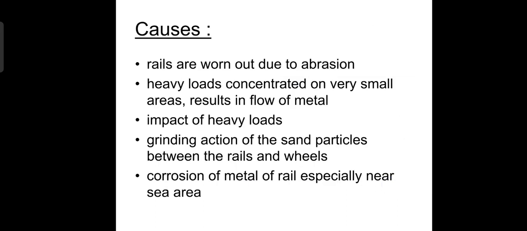Causes: rails are worn out due to the abrasion. Heavy load concentration on very small area results in flow of metals. Impact of heavy loads, grinding action of the sand particles between the rails and the wheels, corrosion of metal of rail especially near sea area.